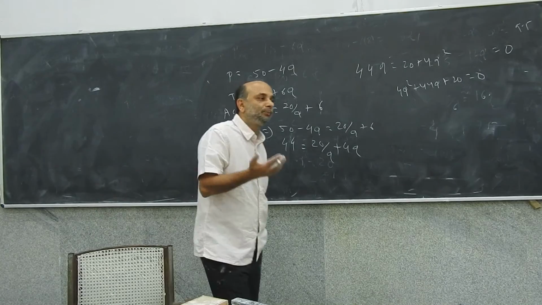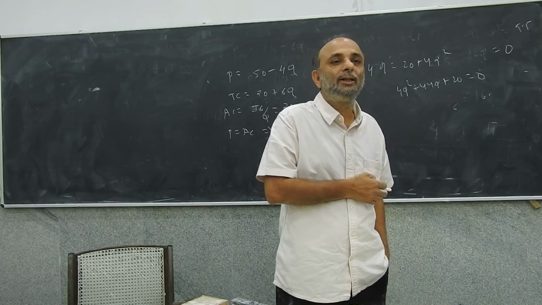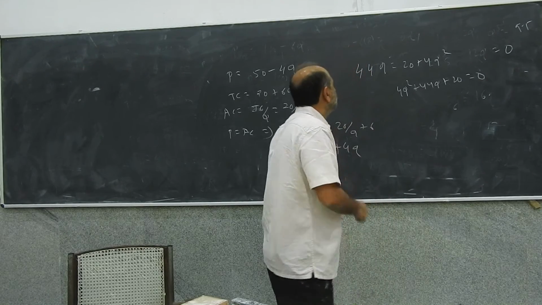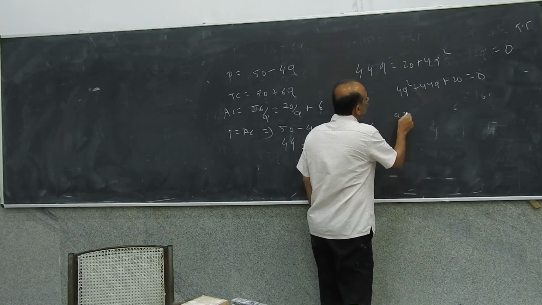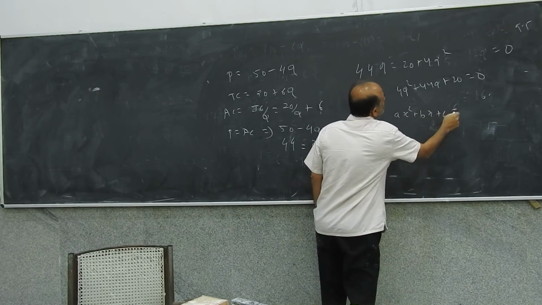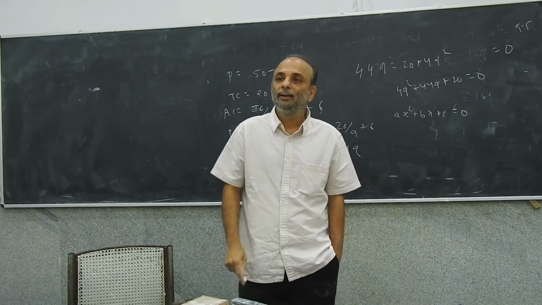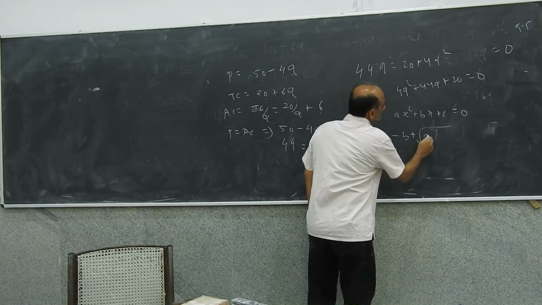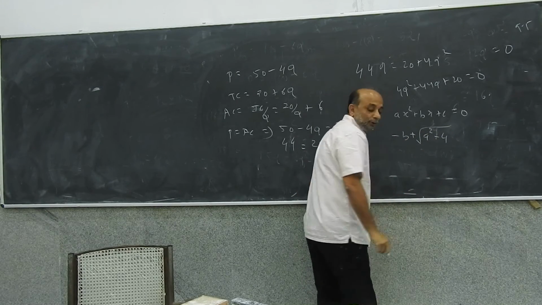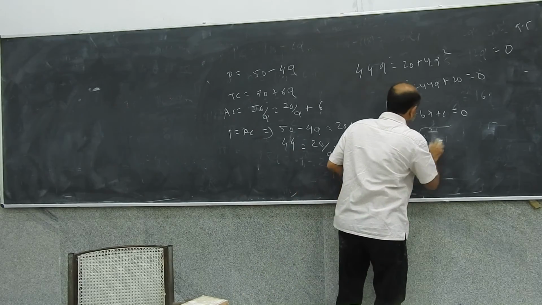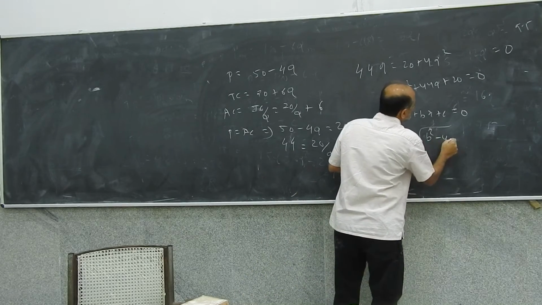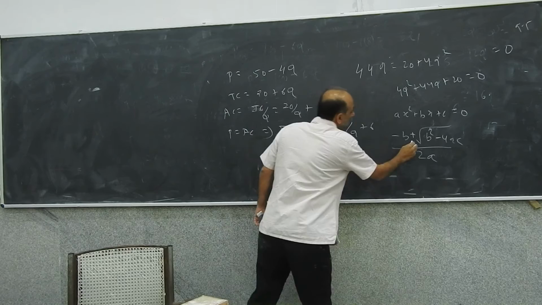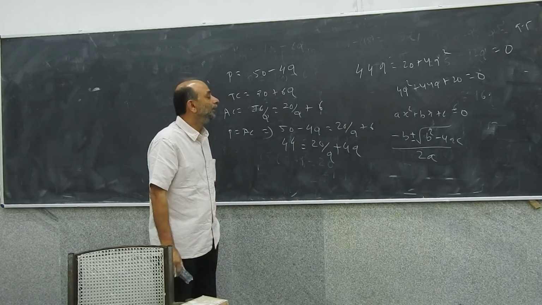Let's assume that quantity is positive. Quantity must necessarily be positive. Okay, fine. So what do you get? You know ax square plus bx plus c is equal to 0. What's the solution for that? Minus b plus or minus the square root of b square minus 4ac, upon 2a. Plus and minus, right? So what is b here?